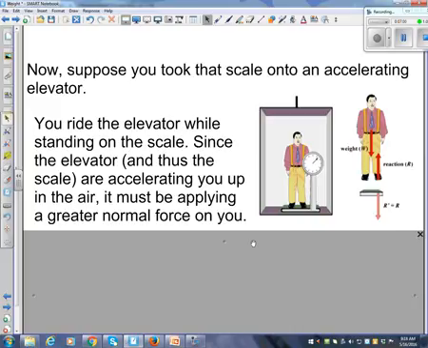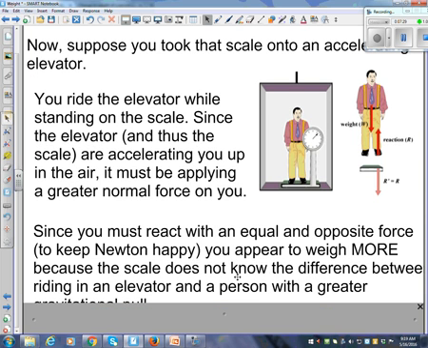So the elevator and thus the scale must be applying a greater normal force on you, which means in turn what? Because the scale is now applying more than 850, let's say 900. If I've got 900 newtons on me, I'm going to push back the same amount, 900 newtons down. I weigh more. I weigh 900 newtons because I'm accelerating up.